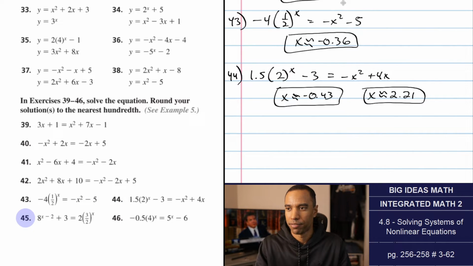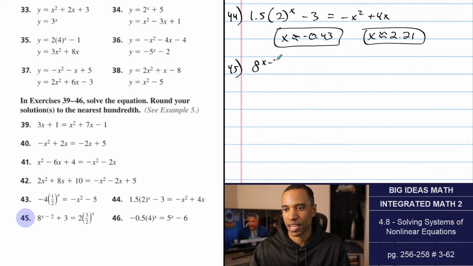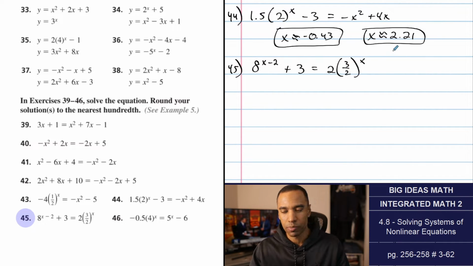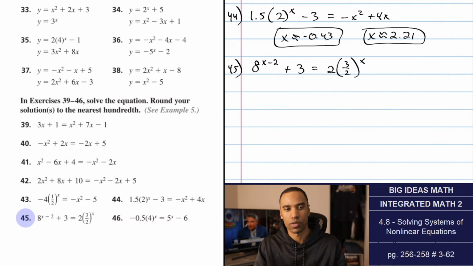Number 45. I'm sniffing closer to the finish line by doing this. Number 45. 8 to the x minus 2 plus 3 equals 2 times 3 halves to the x power. So 2 exponential functions. I only expect these to intersect once. That doesn't mean they have to. They could intersect not at all. It's rare to see these ones intersect twice, but it's possible. You could make them intersect twice. I'm just expecting one intersection, and hopefully we'll see it straight up.